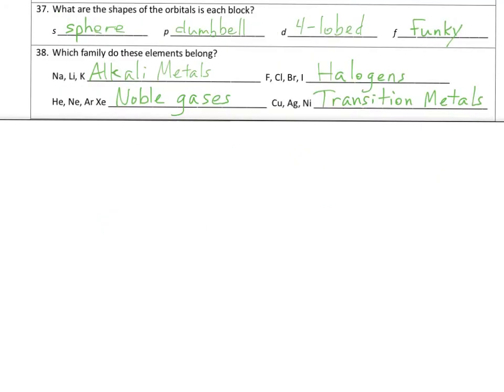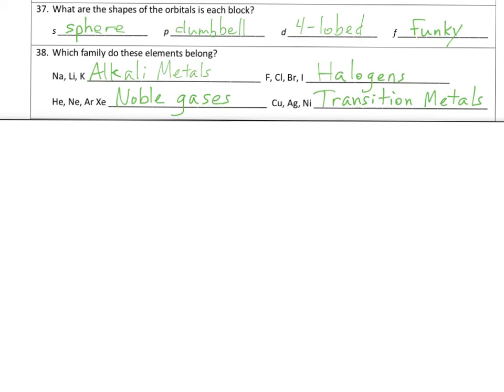The blocks on the periodic table correspond with different shapes of electron orbitals. The S block has a sphere-shaped orbital. P is dumbbell-shaped, D 4-lobe-shaped, and F are funky-shaped. In 38, I give you a set of elements. I just want you to look on the periodic table and tell me which family these are.